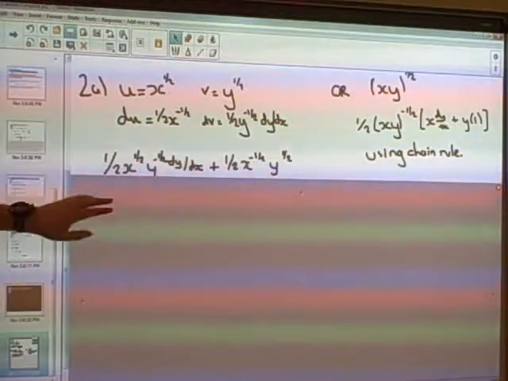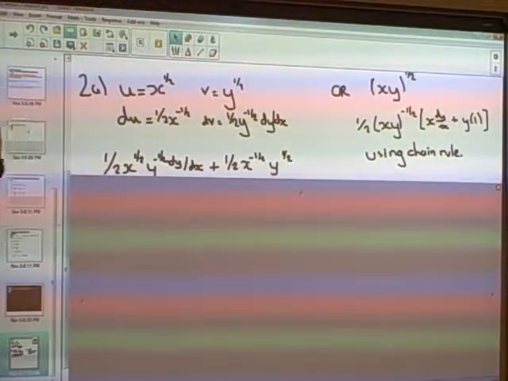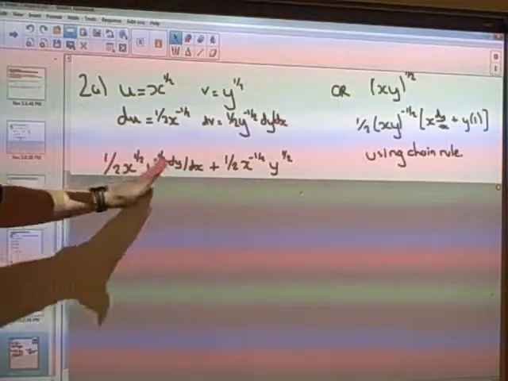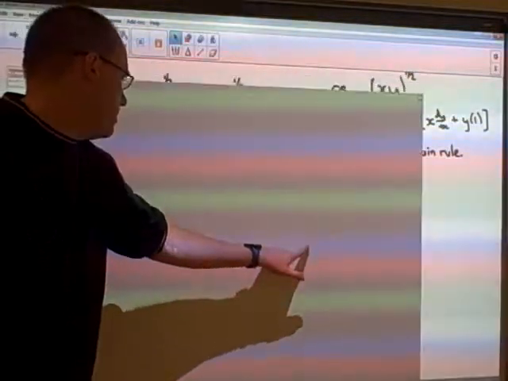And I can see common factors here. I got half as a factor, x to the half and x to the negative half. So we take x to the negative half because that's the smaller power. And then y to the negative half and y to the half. So y to the negative half because that's the smaller power.